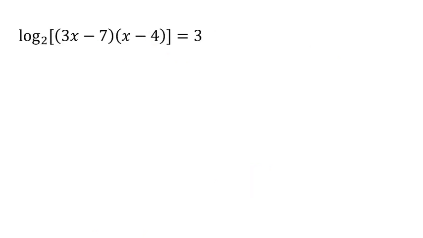Let's look at this one. And so as I look at this problem, we have log base 2 of a whole bunch of stuff equals 3. And so the first thing I'm going to do when I look at this problem is rewrite in exponential form. So if I have the log base a of b equals x, that can be rewritten in exponential form as a to the x equals b.